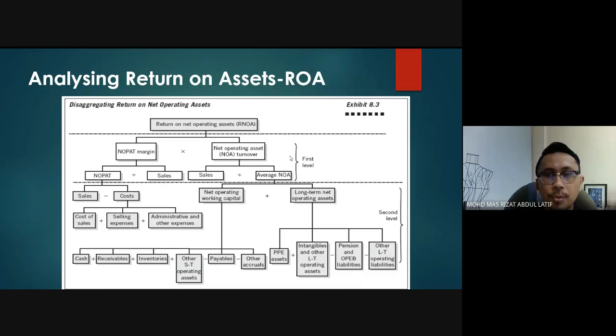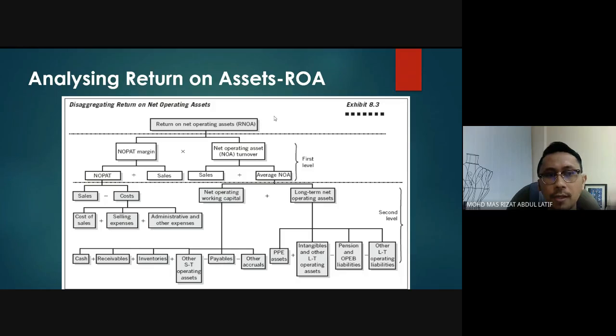Normally, the question will ask students to first calculate RNOA using the original formula. Next, they will ask you to calculate RNOA using the first level of disaggregation. Yang inilah first level ni. So you can calculate NOPAT margin times NOA turnover. How can you calculate your NOPAT margin? You take your NOPAT divided by sales. And how can you calculate your NOA turnover? You take your sales, the same sales, divided by your average NOA. So you will get the same answer as the one above.